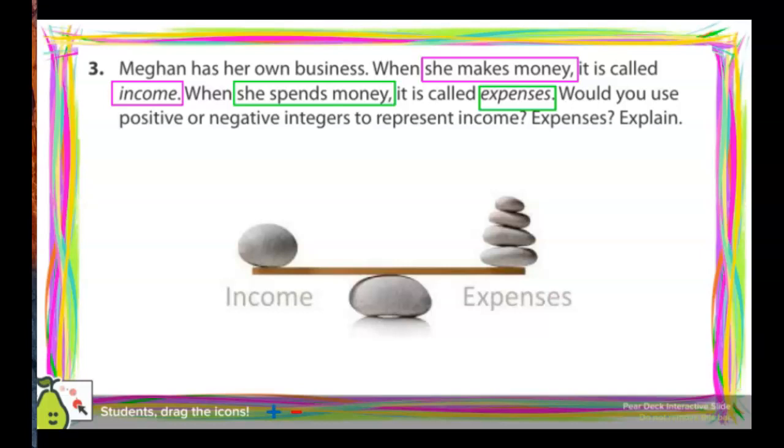All right. So who would like to share on this one? Which one represents a negative, and which one would you use as positive and negative? Liana, go ahead. Income is a positive number and expenses is a negative number. Expenses is negative. Anyone would like to react to what Liana said?